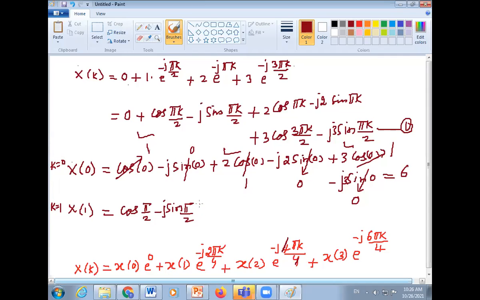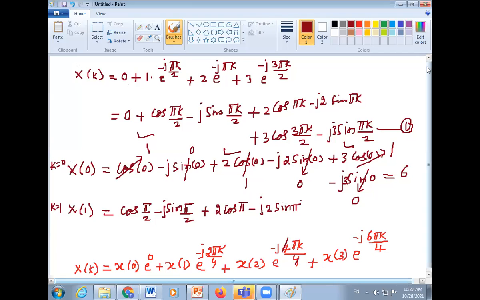Then plus what we can write next? आगे क्या लिख सकते हैं और? Plus 2 cos pi, 2 cos pi. Hope I am audible. आवाज आ रहा है ना मेरा? 2 cos pi minus j 2 sin pi.